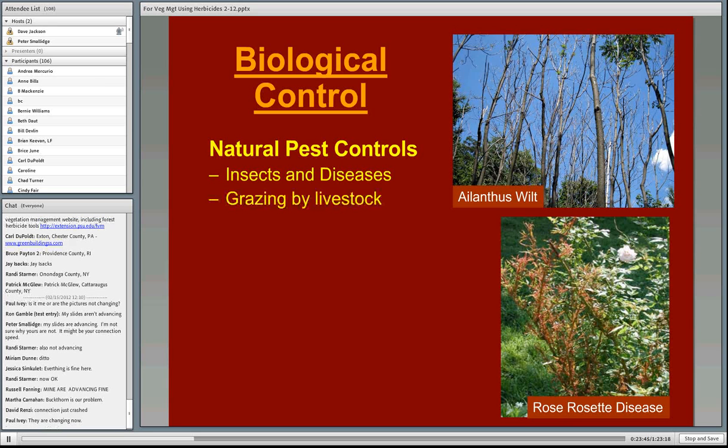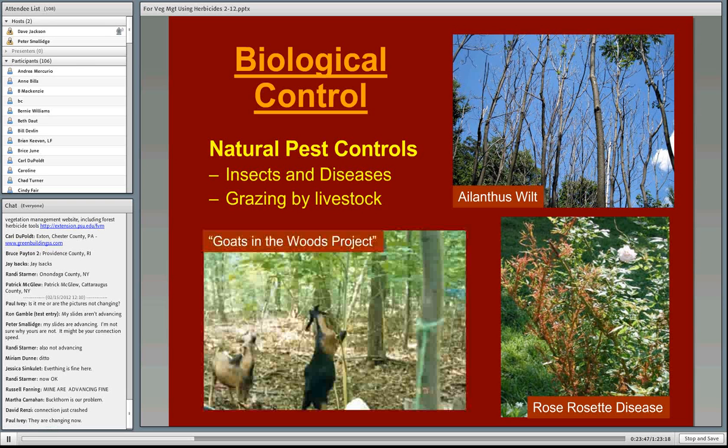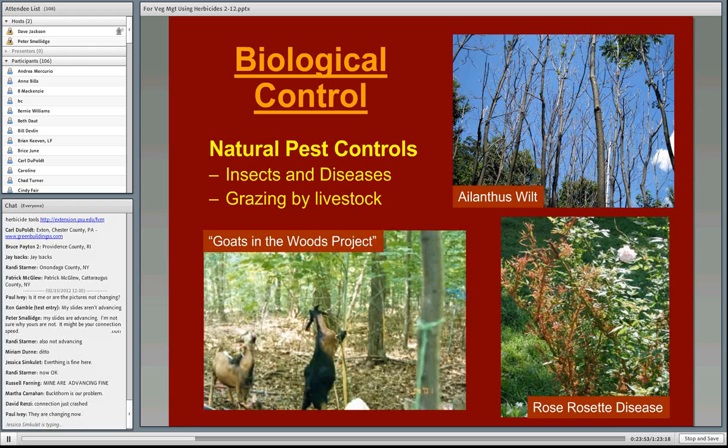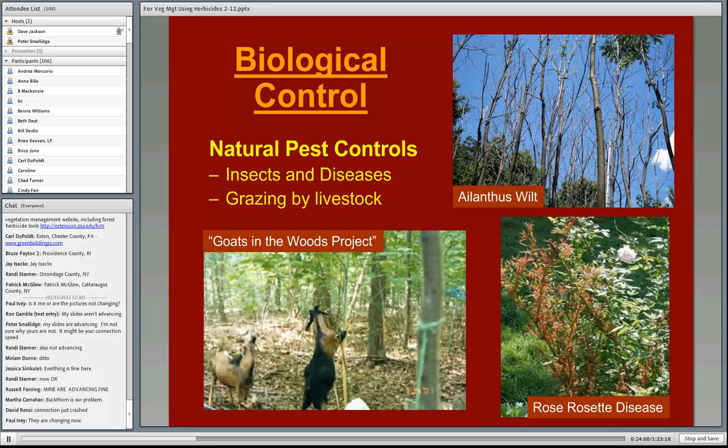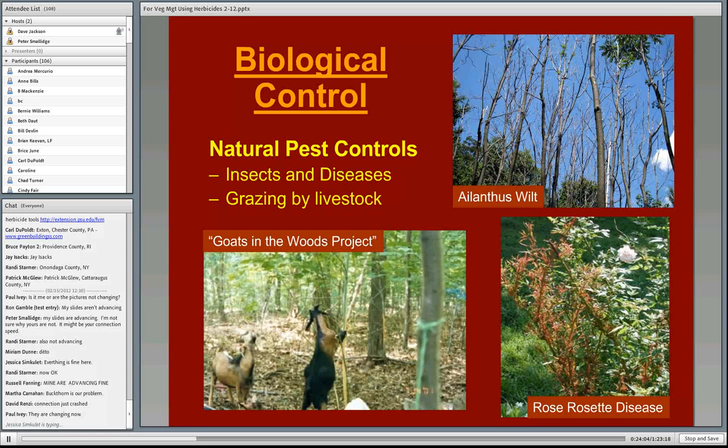And then things like grazing by livestock. I know that Pete was involved, and Penn State was involved with Cornell, on the Goats in the Woods project. That was a project where they had meat goats in the woods to see how successful they were at controlling things like striped maple and beech brush in our understories, and then moving them into various areas throughout the woodlot.